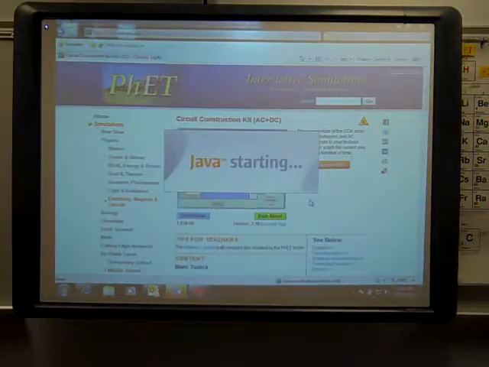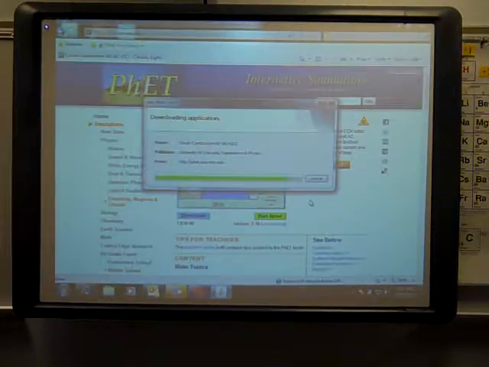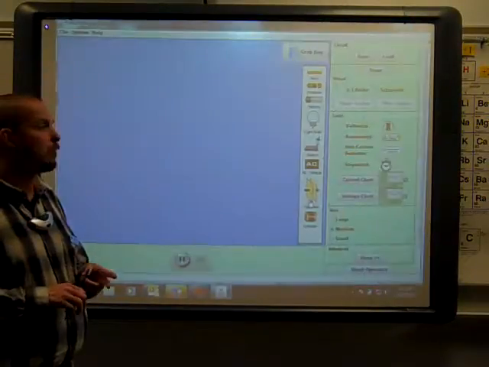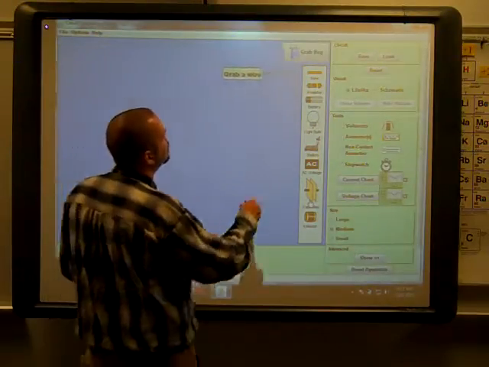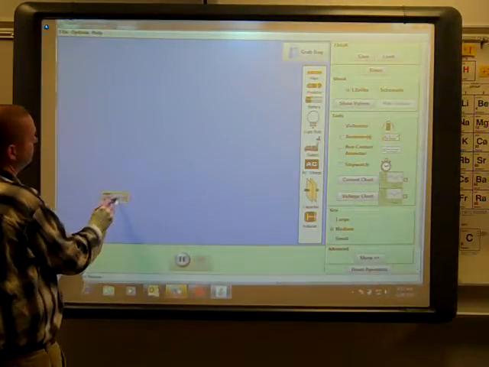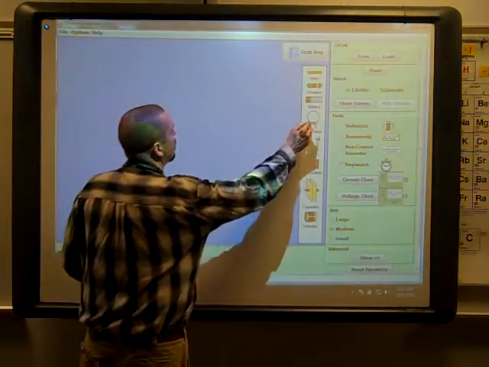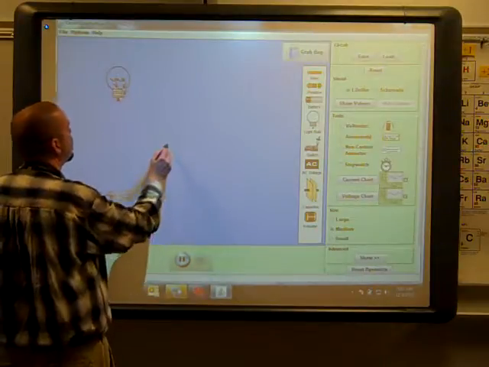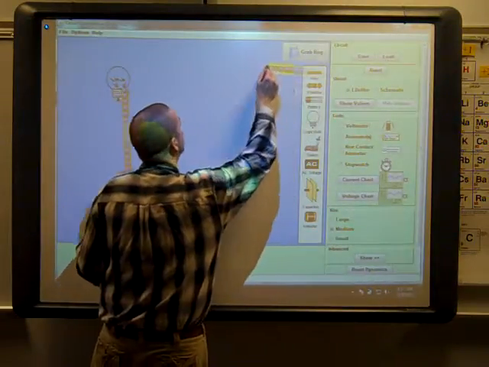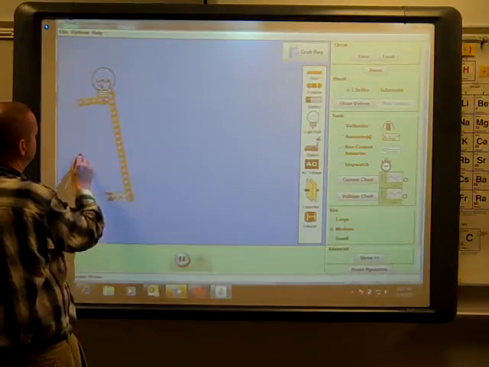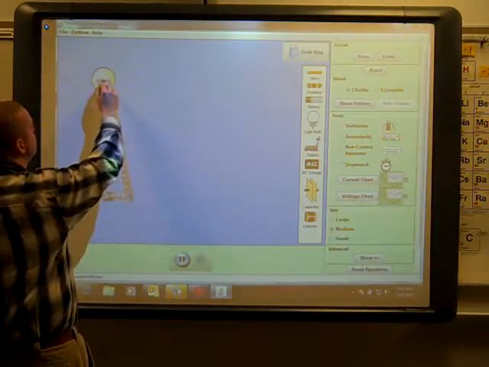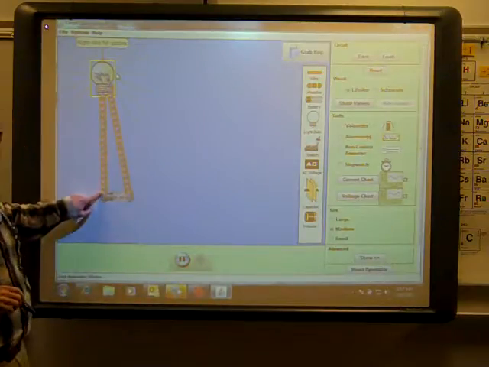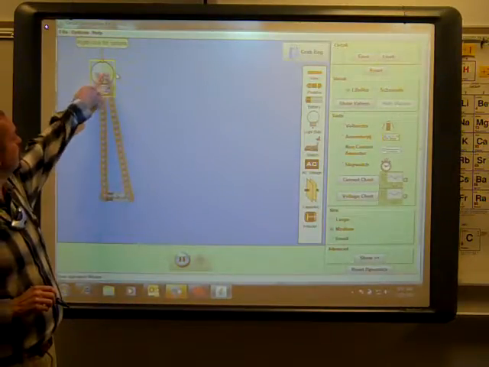The other simulation that I want to show you is the one for circuits in alternating and direct current. What I'm going to do is build two simple circuits, one for alternating, one for direct current, so you can see the difference between the two. My direct current system will start off with a battery. To it we shall attach a light bulb. This is my direct current system, and you can see, hopefully, that the electrons are flowing in just one direction around this circuit.